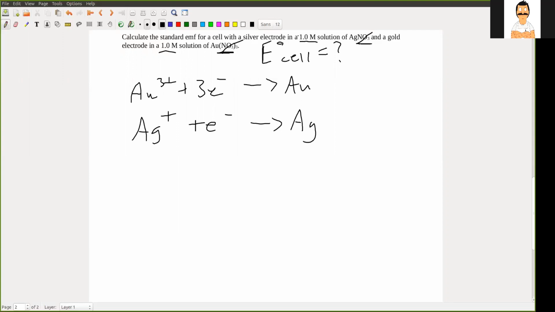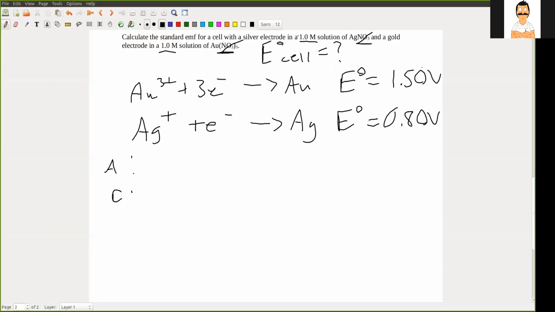Again, there was only 1 nitrate here, so 1 nitrate having a -1 charge, the silver must have a +1 charge. And we know from our standard reduction potential table that this half reaction is 1.50 volts, and this half reaction is 0.80 volts. And so what we need to do is figure out which species is the oxidizing species and which is the reducing species. The oxidizing will be our anode, and our reducing will be our cathode in terms of electrodes. So the anode and cathode, we're just going to put A and C.